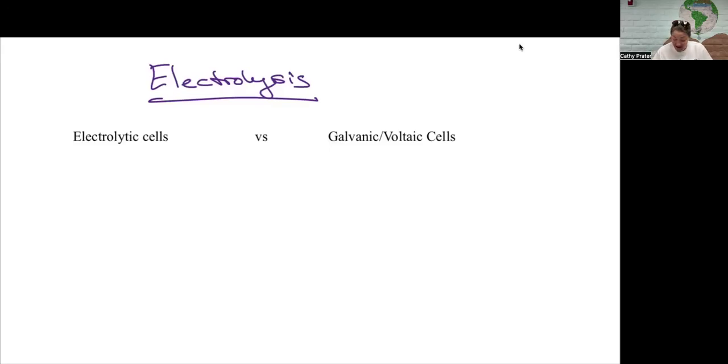Good morning. Okay, so this is going to be on electrolysis. Electrolytic cells are a kind of electrochemical cell. It differs in some ways, however, from the kind of cells we've already talked about. So the kind of cells we've already talked about are galvanic or voltaic cells. These ones produce electricity.